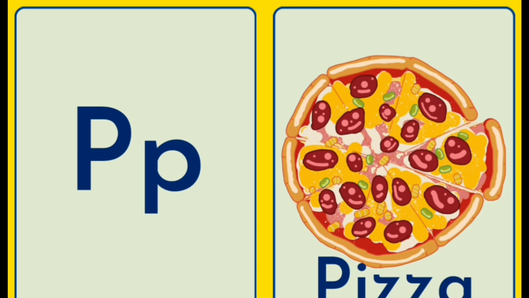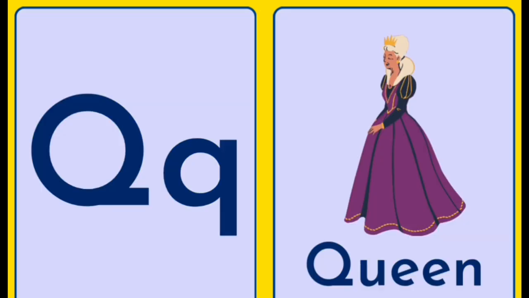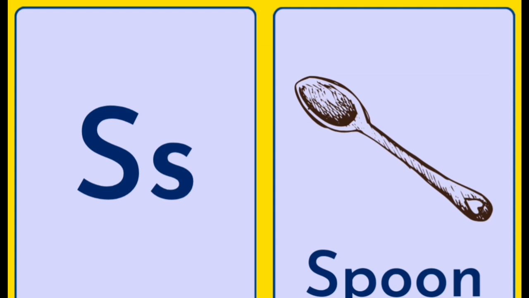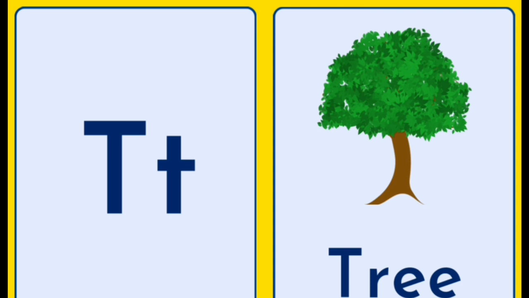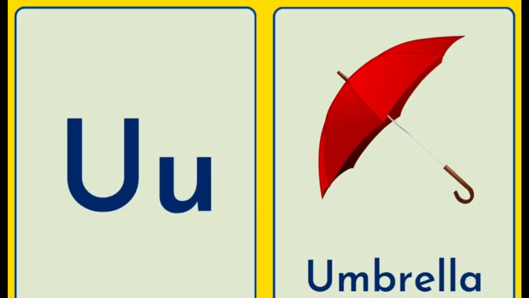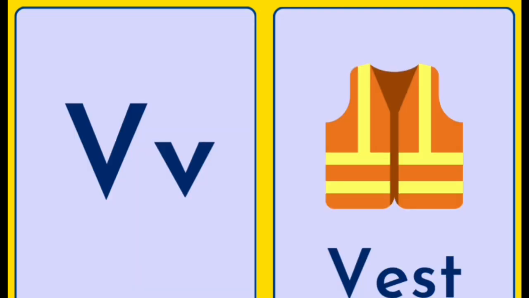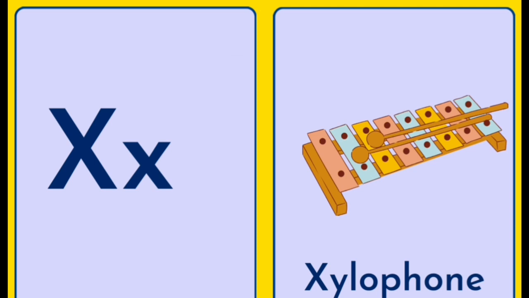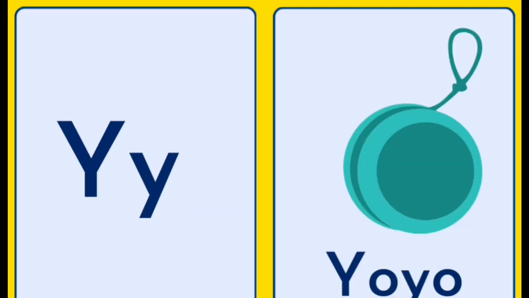Q for queen. R for rat. S for spoon. T for tree. U for umbrella. V for vest. W for watch. X for xylophone. Y for yo-yo. Z for zipper.